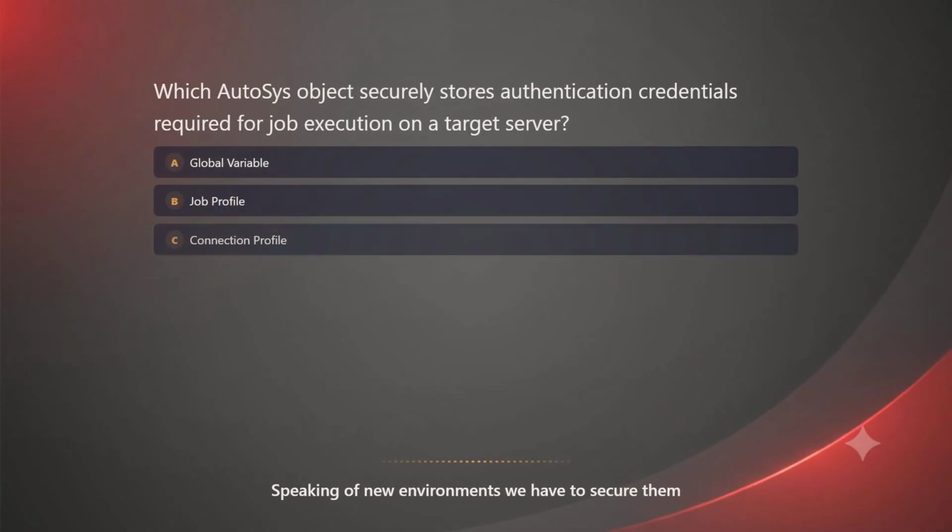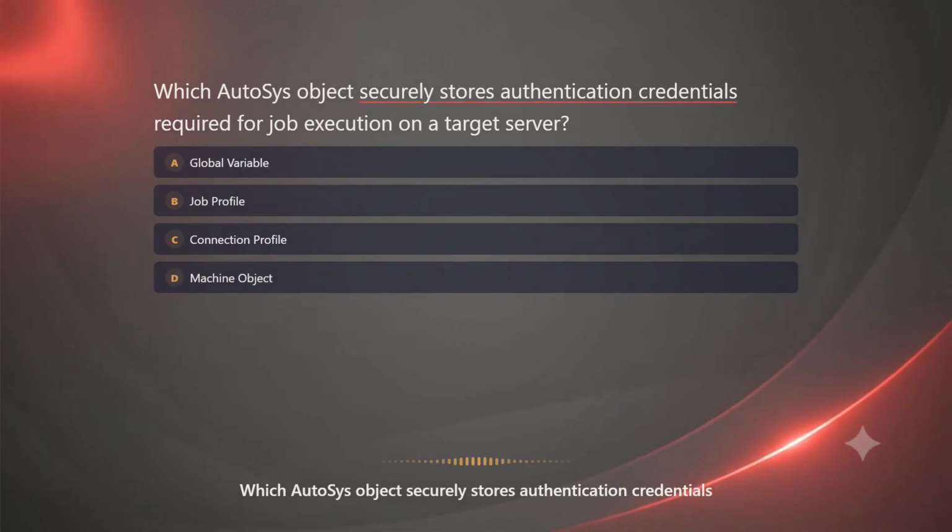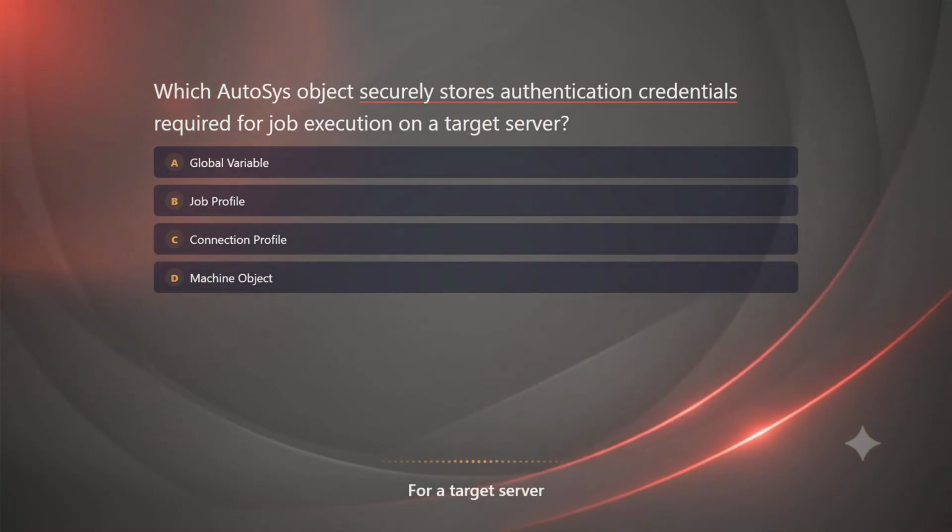Speaking of new environments, we have to secure them. Which AutoSys object securely stores authentication credentials for a target server? Let's see.